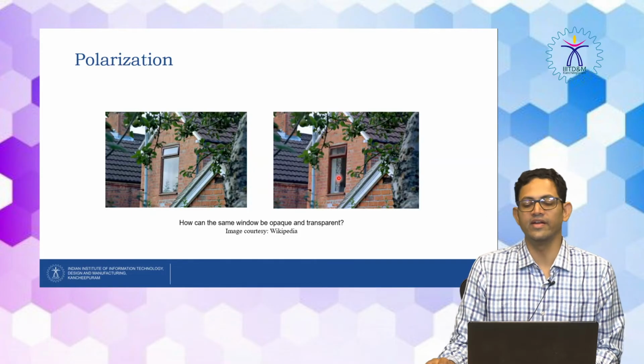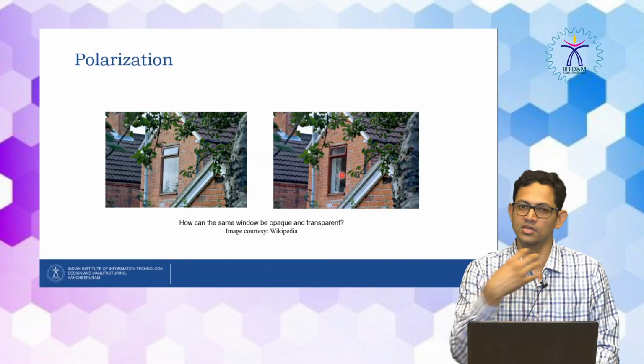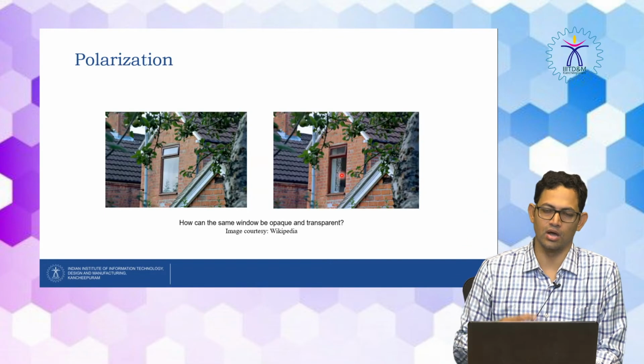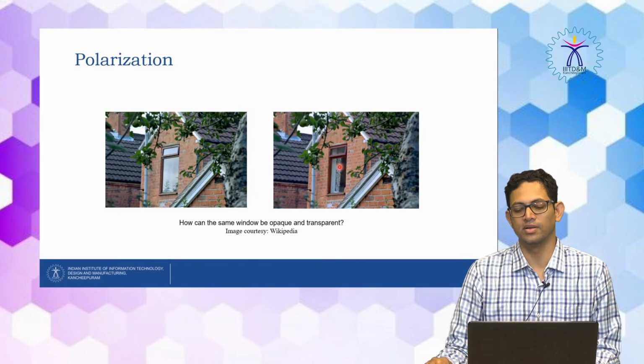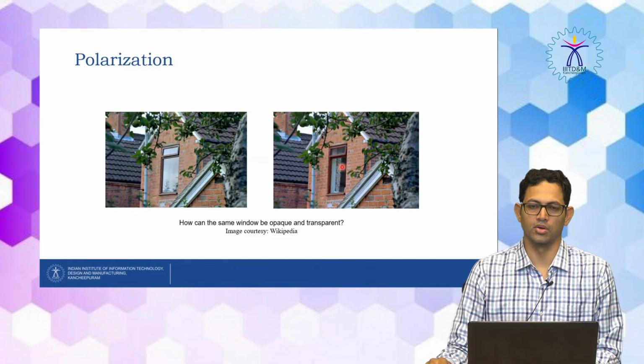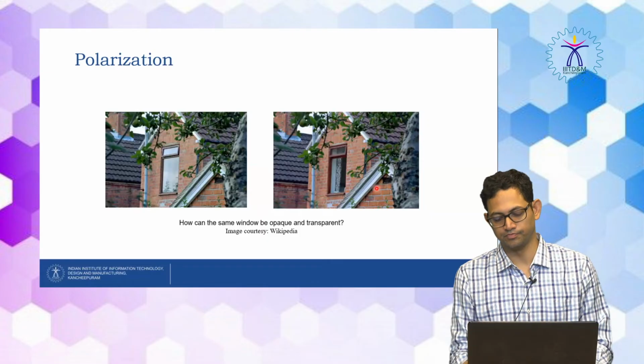So all the light that is going to come out is going to come out from within the house towards the outside. Okay, so that's why you can see what is happening inside the house. So this is if you use a polarizer in front of your imaging device.